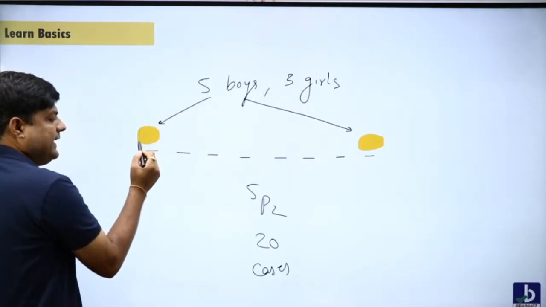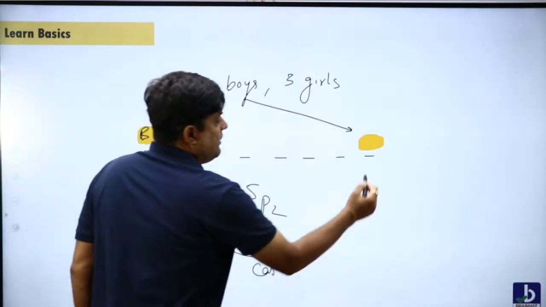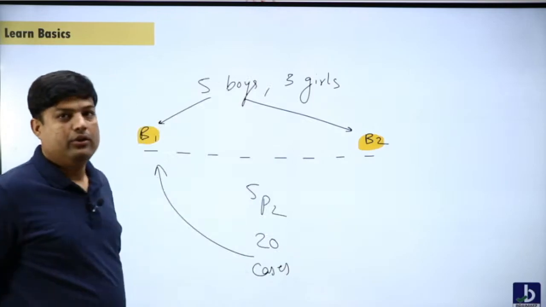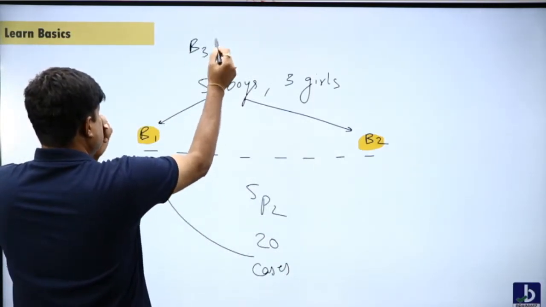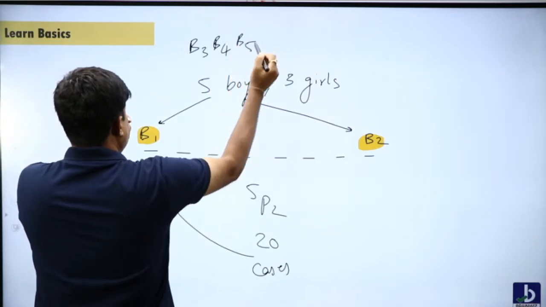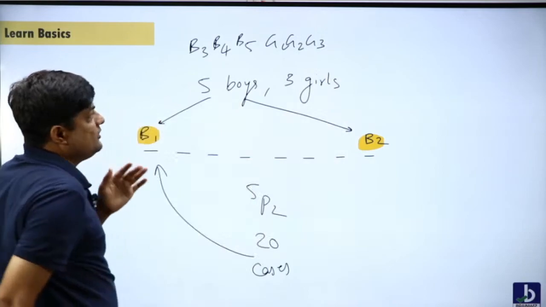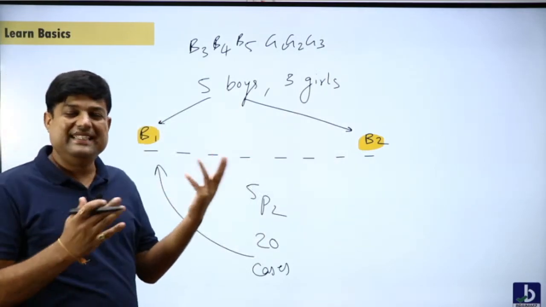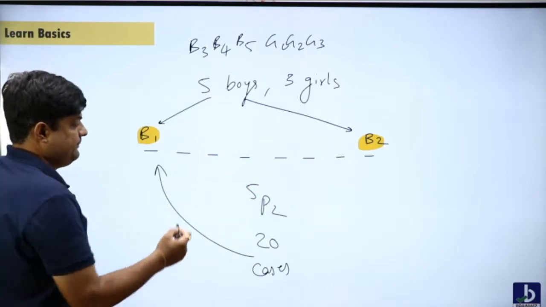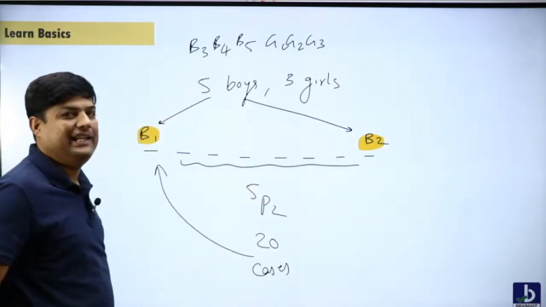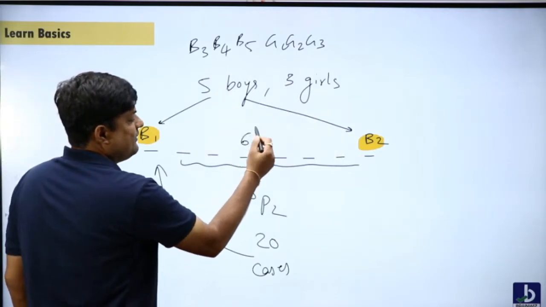For example, in these 20 cases, I'm taking one case. B1, B2. 2 boys are there. So tell me how many are still there. B3 is standing, B4 is standing, B5 is standing, and the girls are also standing. G1, G2, G3. So there are 6 people. These 3 boys and 3 girls can do anything. Anything means they can sit in these places. Don't think in a different way.